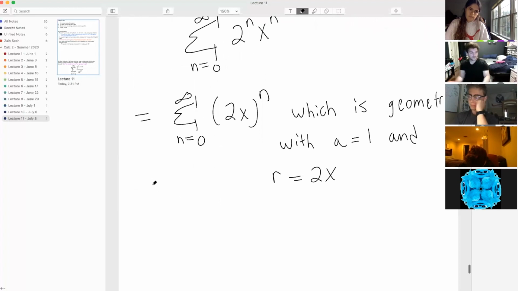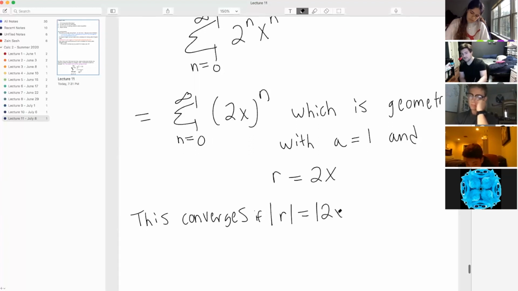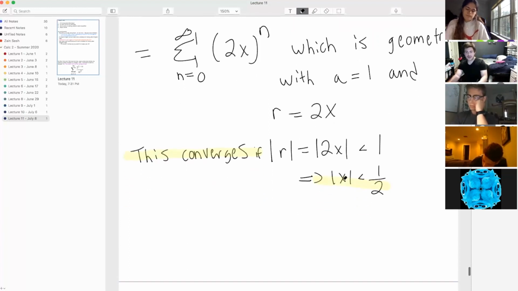Okay, this converges. So remember, this will converge if the absolute value of r is less than 1. So this converges if the absolute value of 2x is less than 1, which is the same as the absolute value of x being less than 1/2. Very good. So if the absolute value of x is less than 1/2, this is equal to a over 1 minus r. That's our geometric series formula.